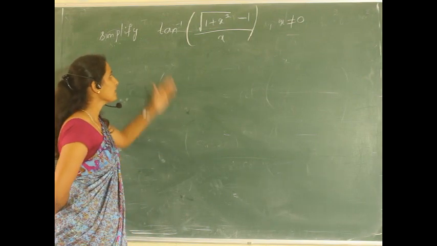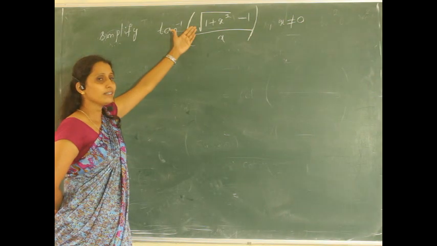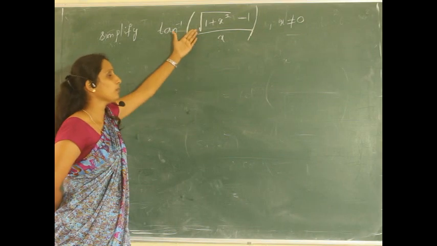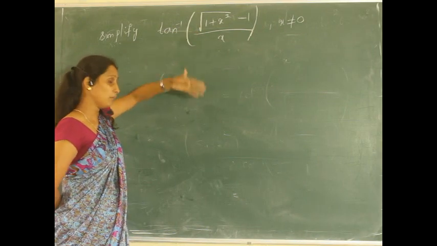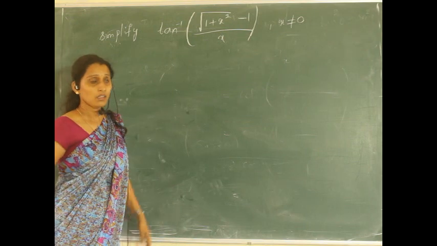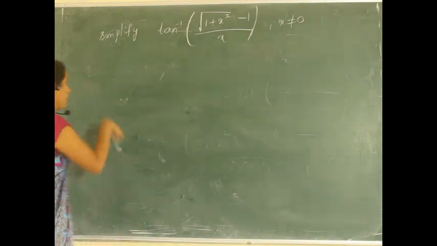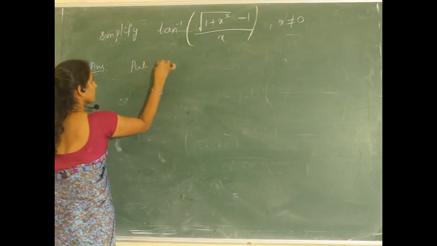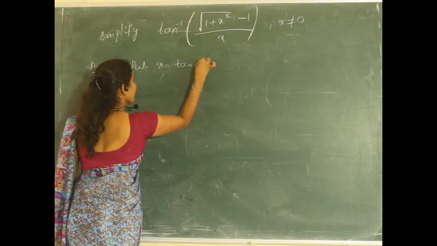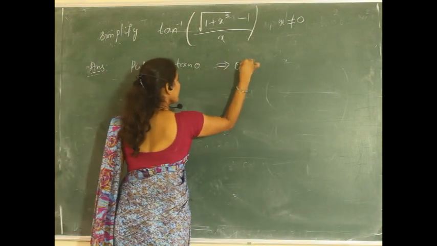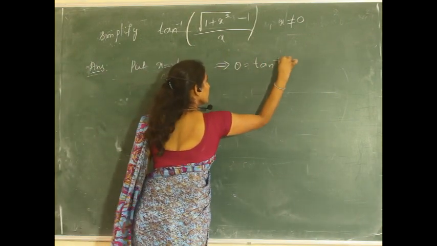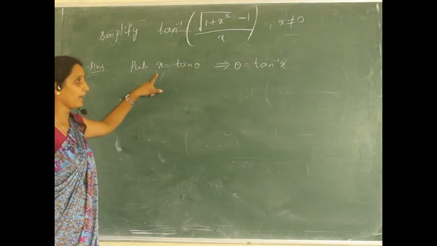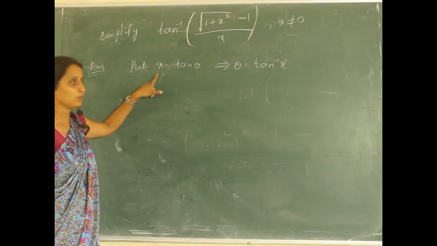So what I'll substitute is, since it is in the numerator, I'll take x is equal to tan theta itself, because to simplify we have to get tan inverse of tan something. Put x is equal to tan theta. This implies theta is equal to tan inverse x. X is equal to tan theta, then tan goes to the other side and becomes tan inverse of x. Theta is tan inverse of x.